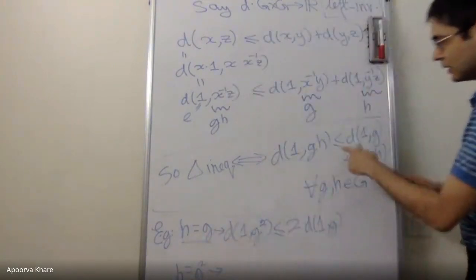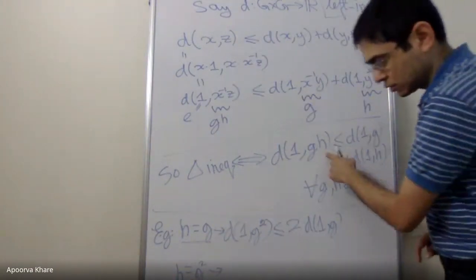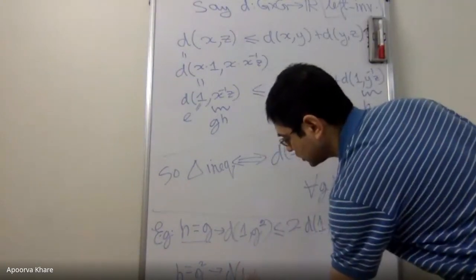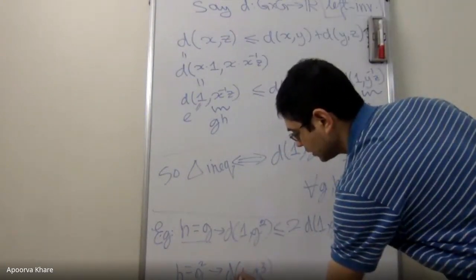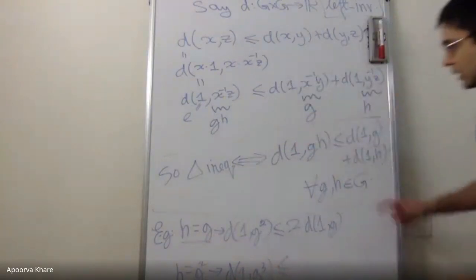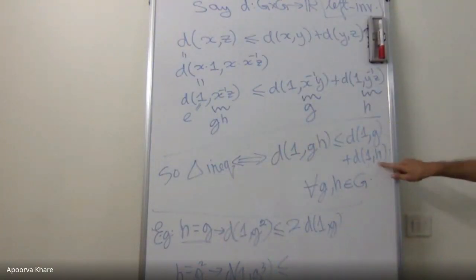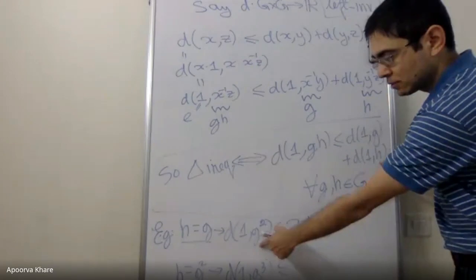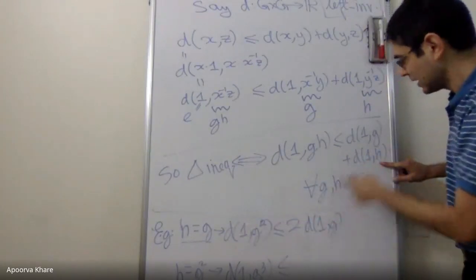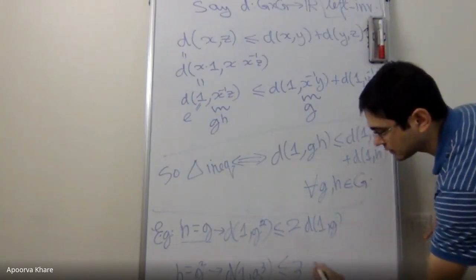Then what do I get? Then this is G times G square. So distance from 1 to G cube is less than or equal to, I would get distance from 1 to G plus distance from 1 to G square. But distance from 1 to G square is less than twice this. And this is one more. So now I get 3 times distance from 1 to G.